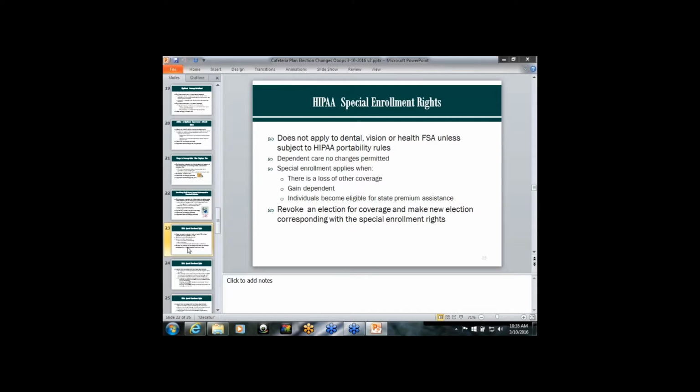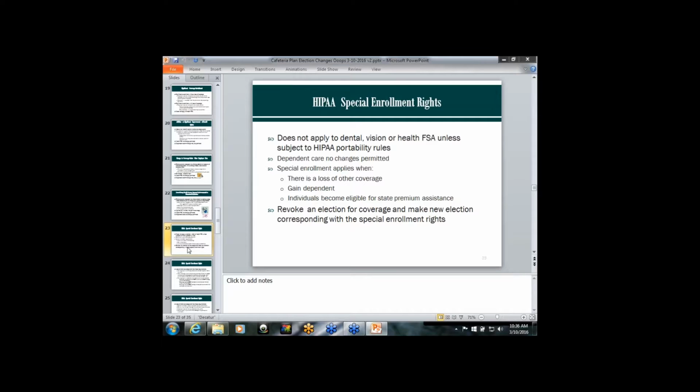Under a HIPAA special enrollment right, no changes to dependent care, but there can possibly be changes to the health FSA. Special enrollment rights come into play under 3 different circumstances: when there's a loss of other coverage, when you gain a dependent, or when an individual becomes eligible for state premium assistance. So you're going to be able to revoke an election for coverage and make a new election. I'll mention the other thing when we talk about birth. So again, those are the 3 reasons why we can make those changes.